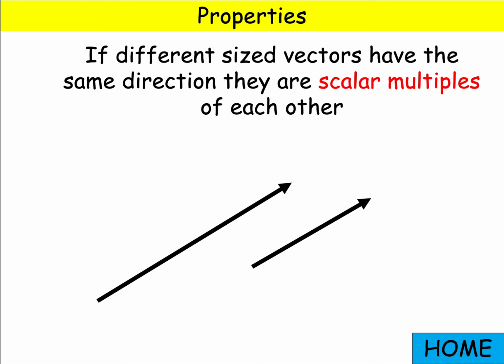If different size vectors have the same direction, they are scalar multiples of each other. E.g., vector m is a multiple of n. There is the vector m, there is the vector n. In this case, m is twice as long as n, so m is equal to 2n.